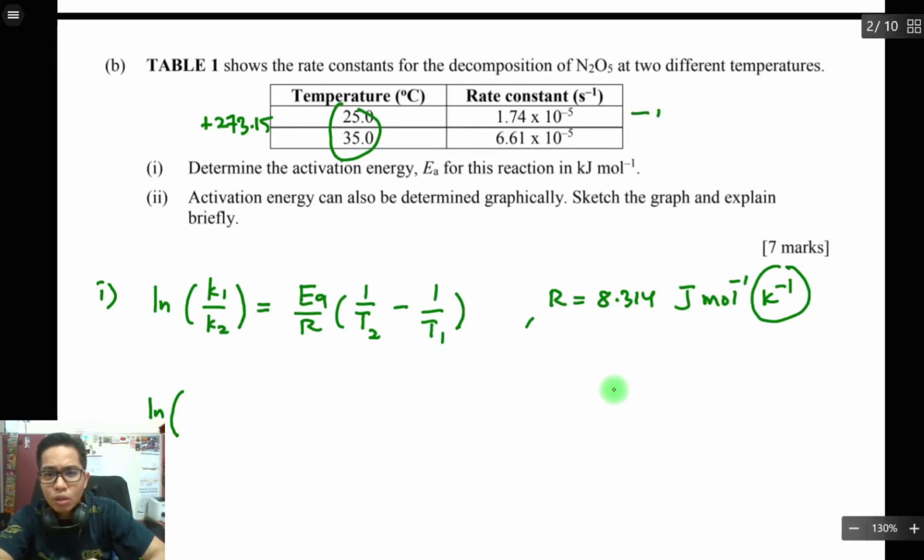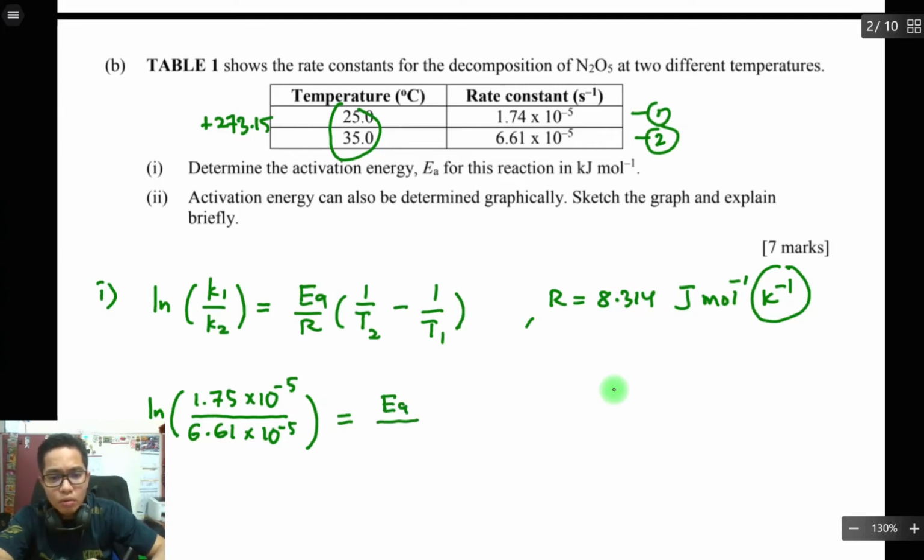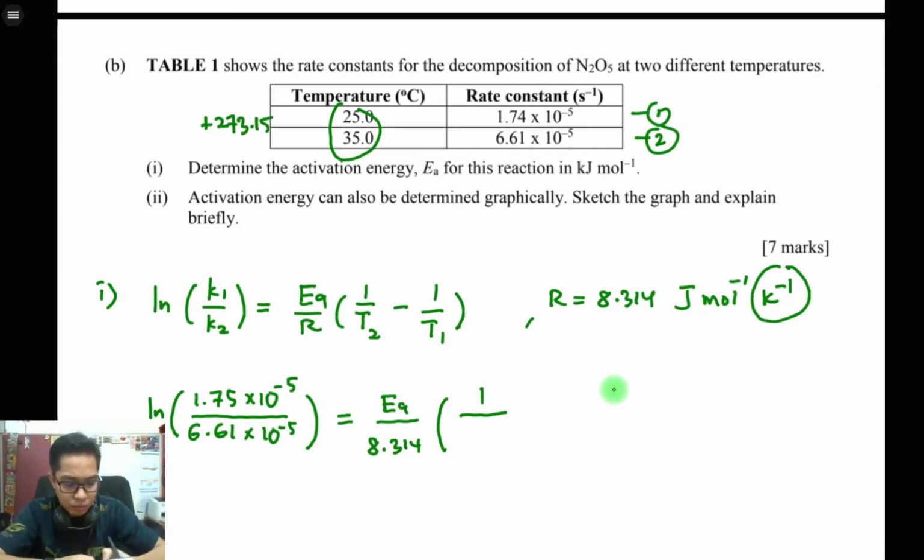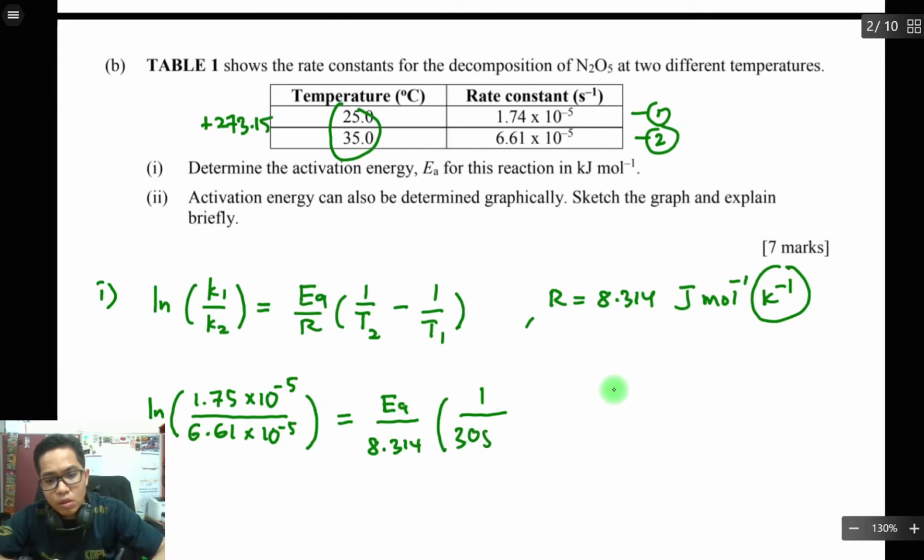So we substitute. Let's say the top one is 1, the bottom is 2. So k1, 1.74 exponent negative 5, divided by 6.61 exponent negative 5, equal to Ea, which we need to calculate, over R, 8.314, in bracket 1 over T2, 35 plus 273.15, which is 308.15, minus 1 over T1, 25, which is 298.15.